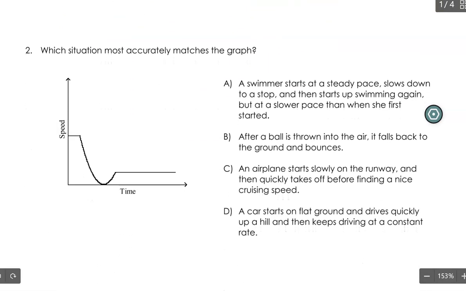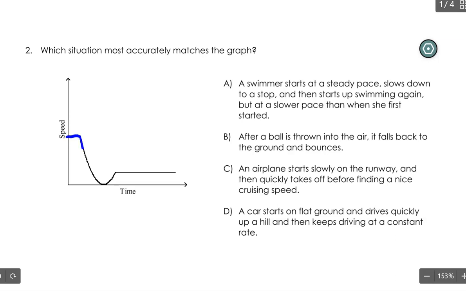Okay, which situation most accurately matches the graph? Alright, here we have a graph on the left. Speed is my y-axis, time is my x-axis. So as my y-axis increases, that means my speed's going up. As x-axis increases, my time is going forward. So here we have a constant. That means the speed's the same. Okay, it's still moving. Keep that in mind. It's because it's speed. This means that we're going at the same speed.